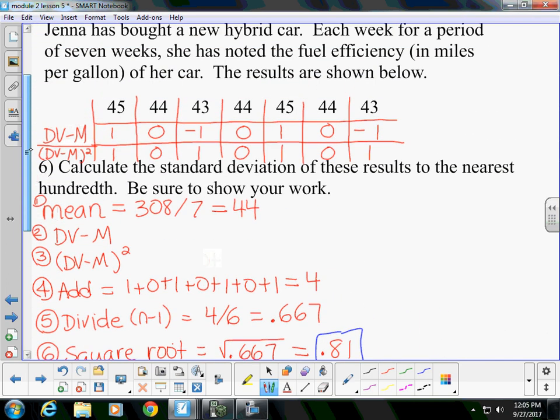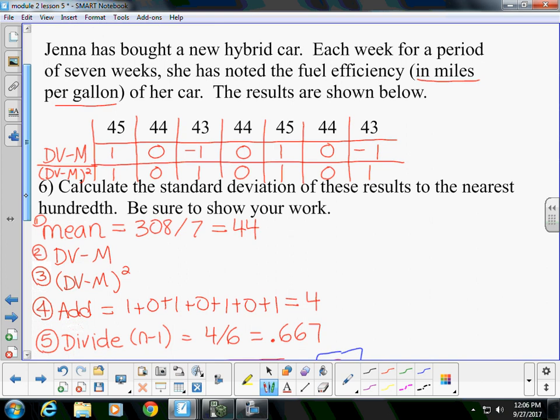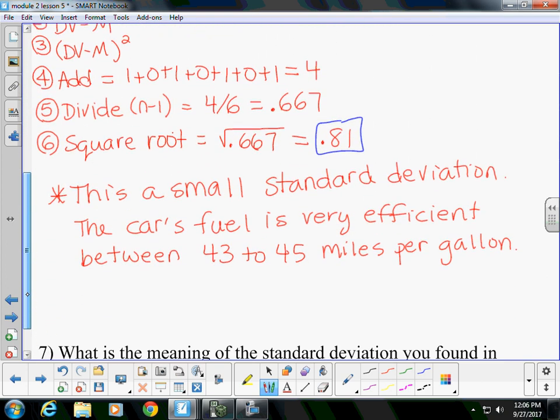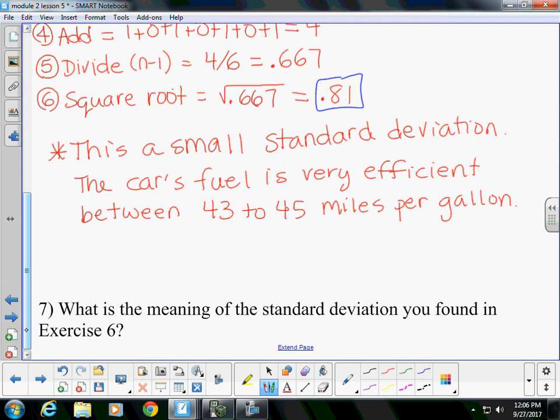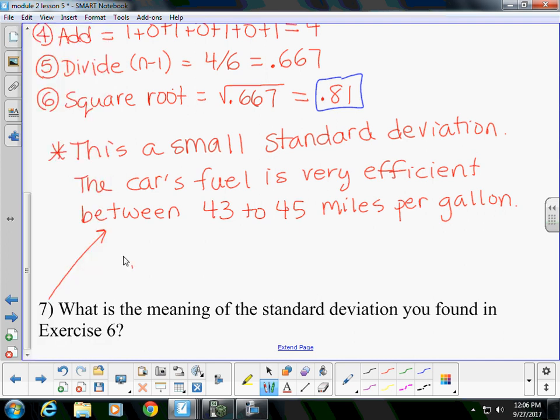And I knew it was miles per gallon because they said that up here. That's what all those numbers represent, 45, 44, those are all miles per gallon. Okay, and that was actually the answer to number 6, explaining what it means. And that's how you figure out the standard deviation.